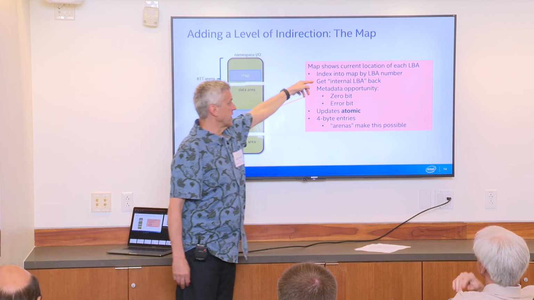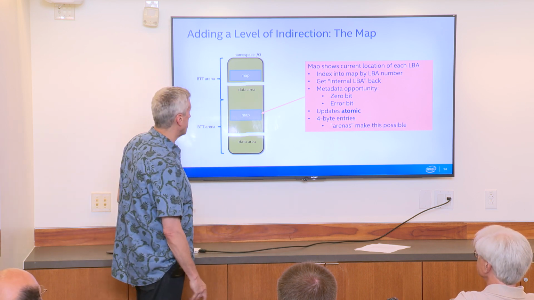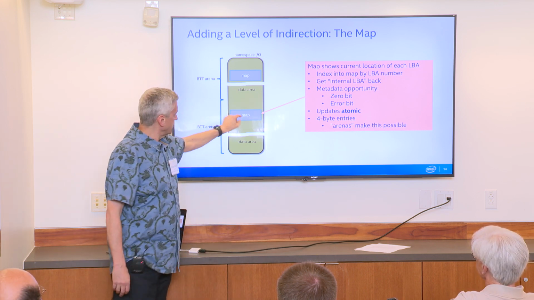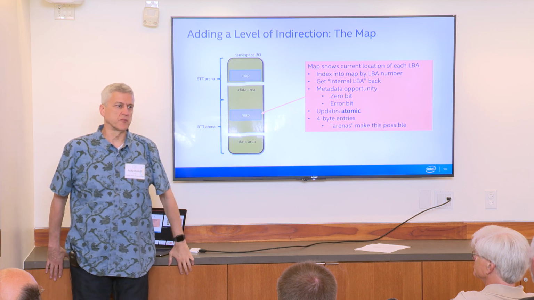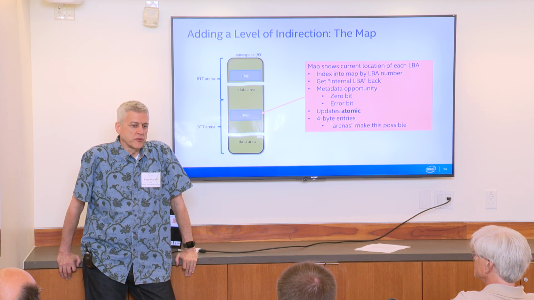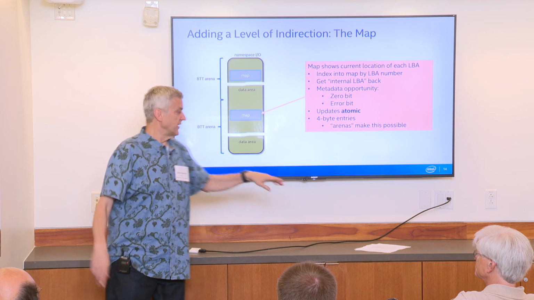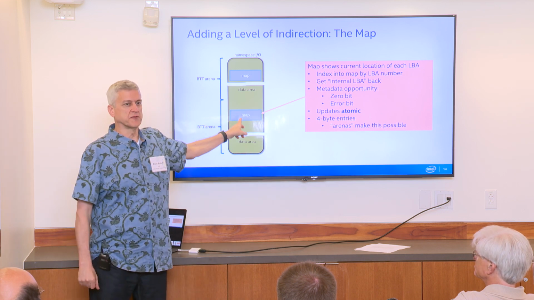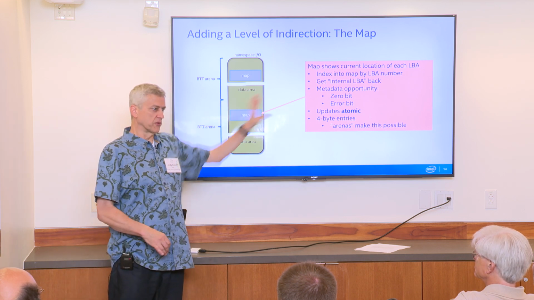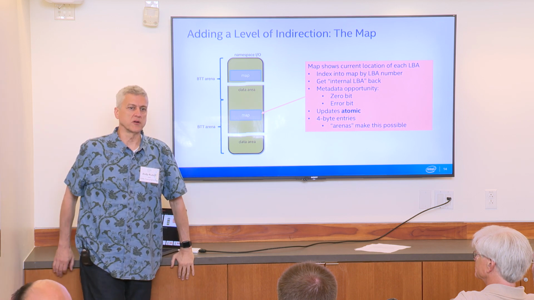You get back, I call it an internal LBA number, instead of the external LBA number that was passed into the driver. This gave me a little opportunity in the map to add a couple of bits of metadata. I added a 0 bit and an error bit so that if a block was believed to be 0, for example, if the driver received a trim command for that block, then you only have to read the map to find out that the contents are 0. When somebody accesses that, you say, oh, the 0 bit's set, and you just return a block of zeros.